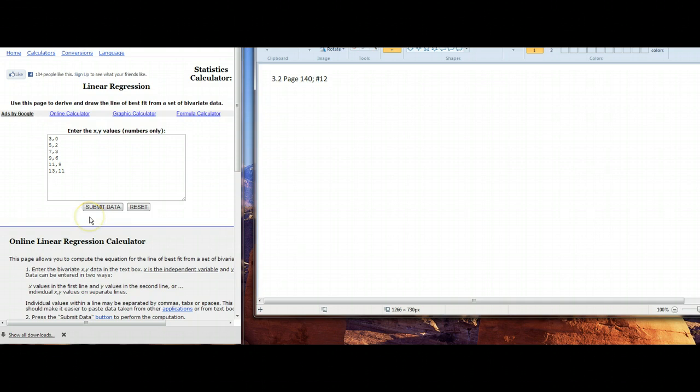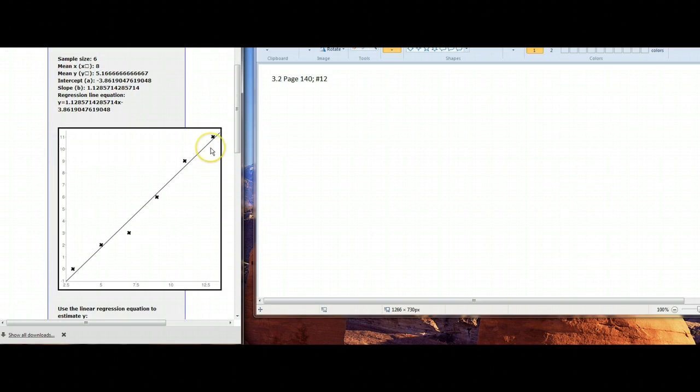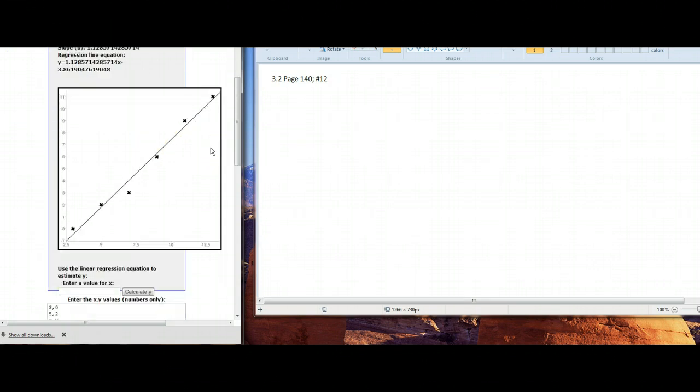But for this online scatter plot creator, we type in our data and we submit the data, and we are given our scatter plot. And in fact, I must have clicked it twice because I got the linear regression line too.